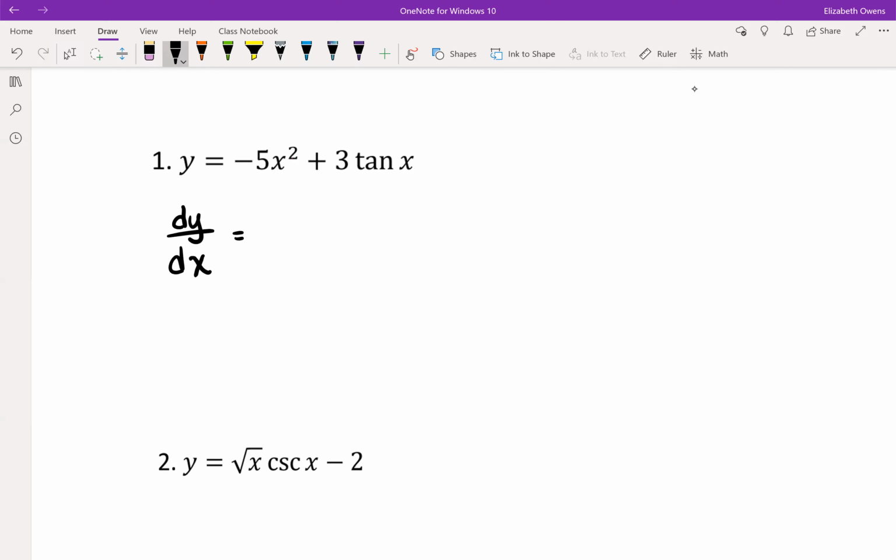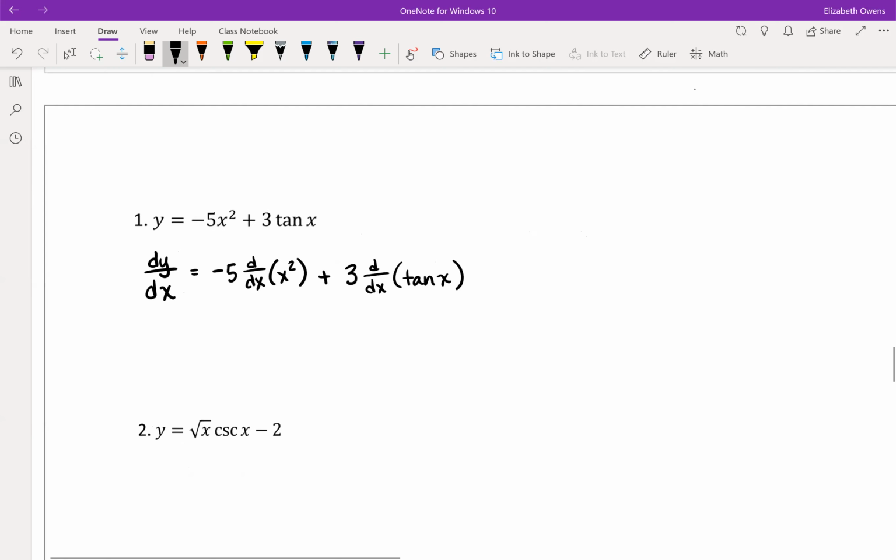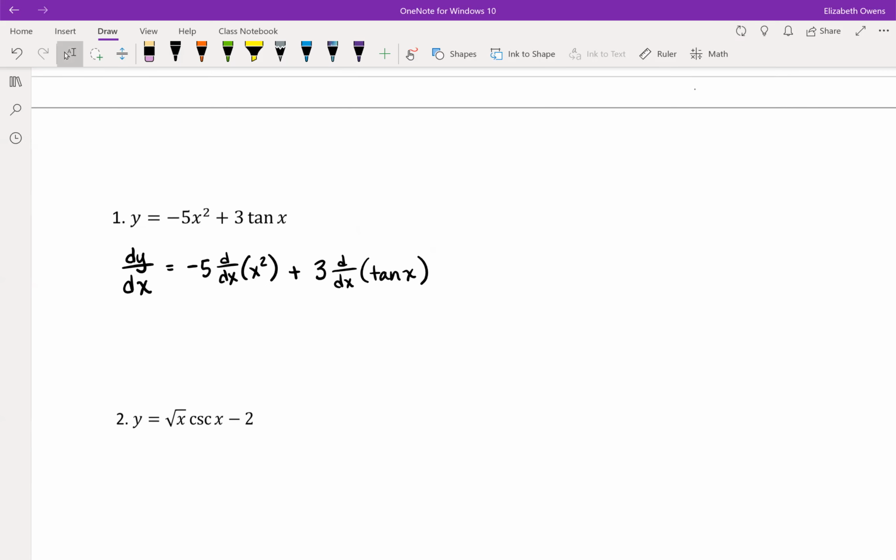And as I mentioned, we are going to use that constant multiple property here. Negative 5 times the derivative of x squared. And then you can also use that same constant multiple property if a constant is multiplying one of your trig functions. Nothing new there. So this is 3 times the derivative with respect to x of tangent x. Okay, and so now we get to tackle each one of those parts.